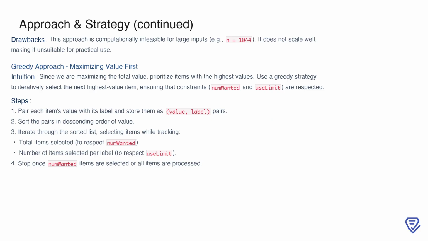Specifically, we track the total number of items selected to ensure it doesn't exceed num_wanted, and we also monitor the count of items per label to honor the use_limit constraint. The process stops as soon as we've selected num_wanted items or exhausted the available options.